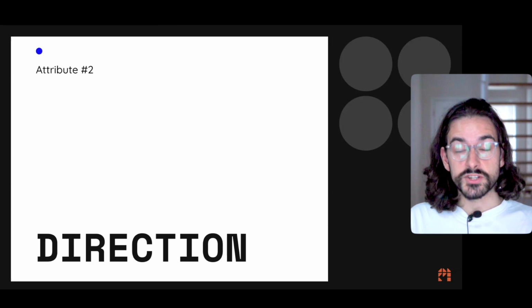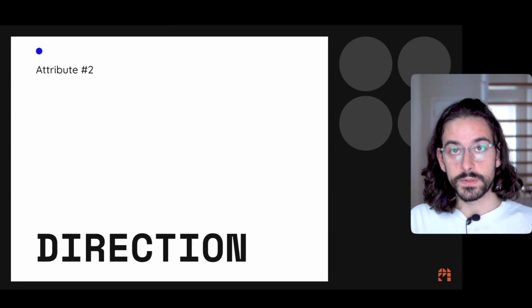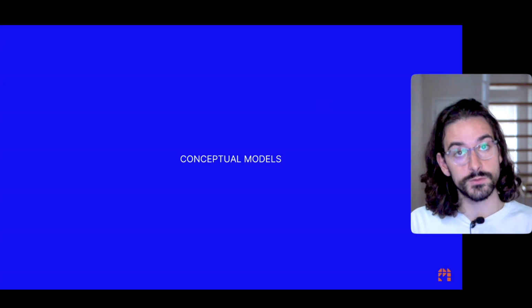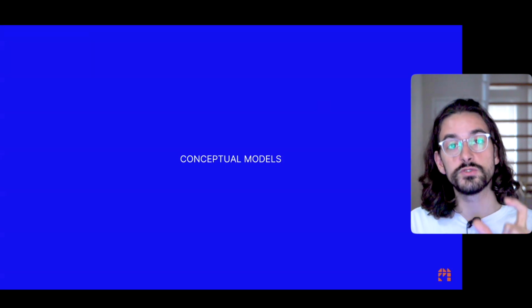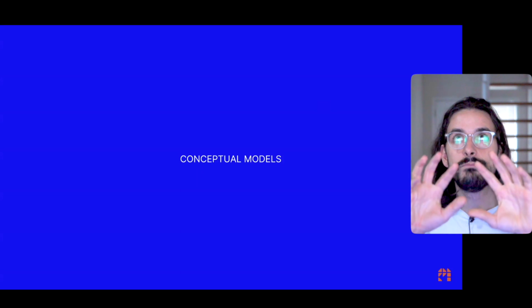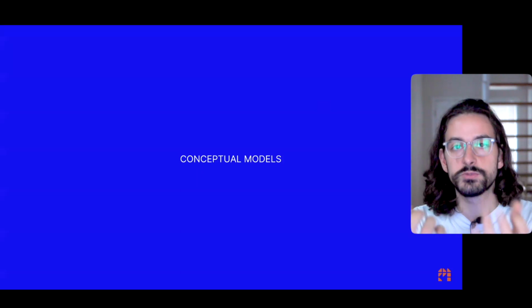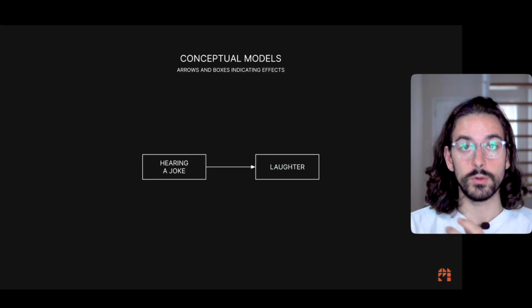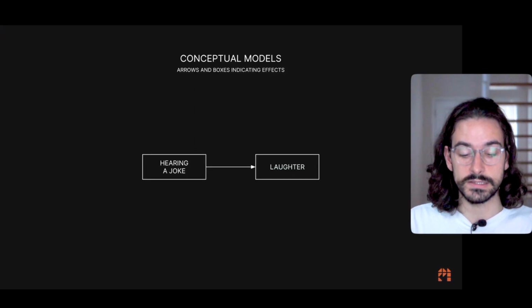Okay, so let's talk about direction, the second attribute of the Megatable PDF. So conceptual models, you've been dealing with conceptual models, you just haven't realized it yet. Conceptual models are those boxes and arrows that we use to make a visual representation of some sort of effect that we're investigating. So I'm imagining that hearing a joke will make people laugh. So that's the effect that I'm assuming that exists, right?